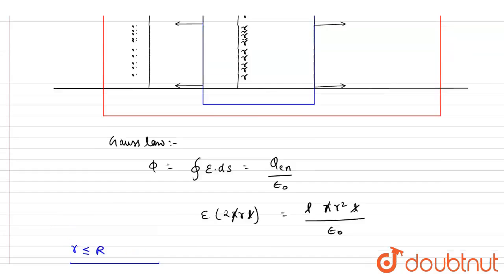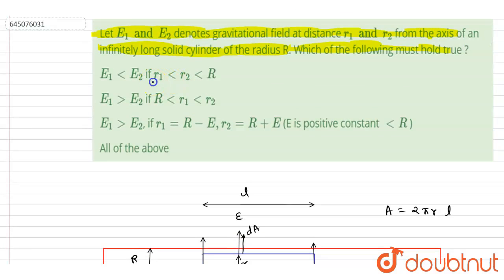If you see the option, if R1 is less than R, so both are less than R. So we know that if both are inside, the field will be proportional to r. So if R1 is less than R2, E1 will also be less than E2. So this statement is the correct one. Now both are outside points. If you see the second statement, it is said that both are outside points. Both are more than R.